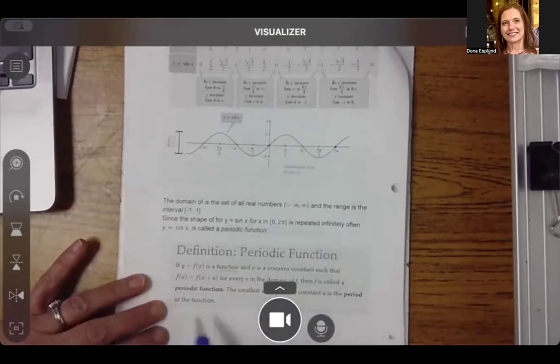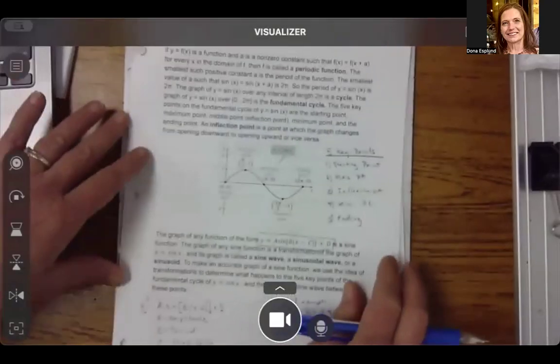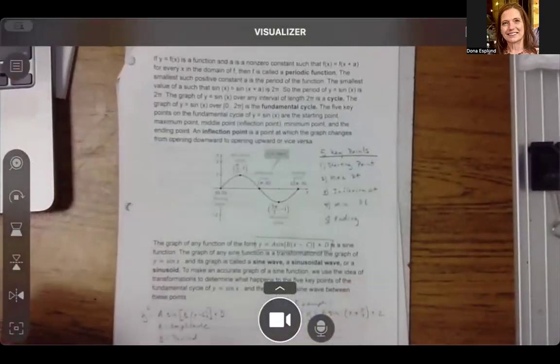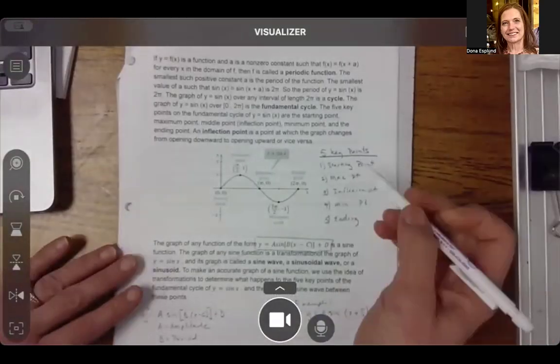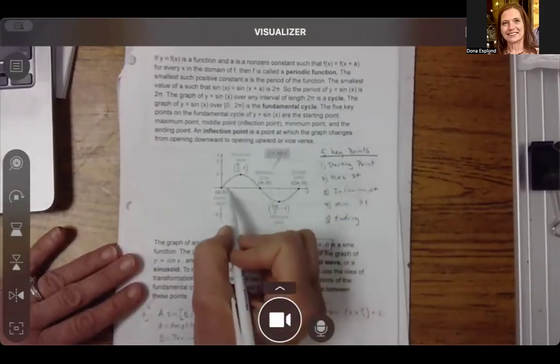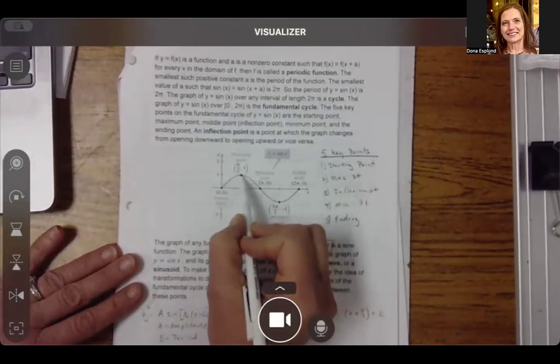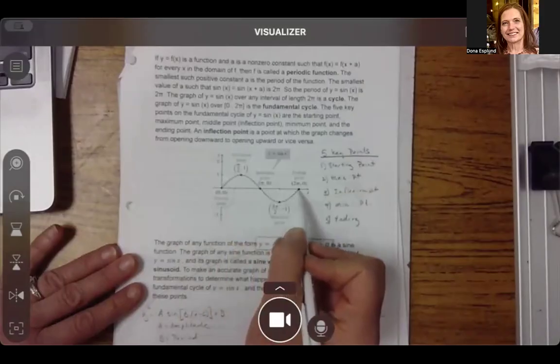And so keep in mind, when we start working some of these problems, we're going to have to identify some of these points. Okay. So the very first one, if I talk about the 5 key points of my graph of my sine function, I will start off with my starting point. Then I'm going to end up with my maximum point, my inflection point, my minimum point, and also my ending point.